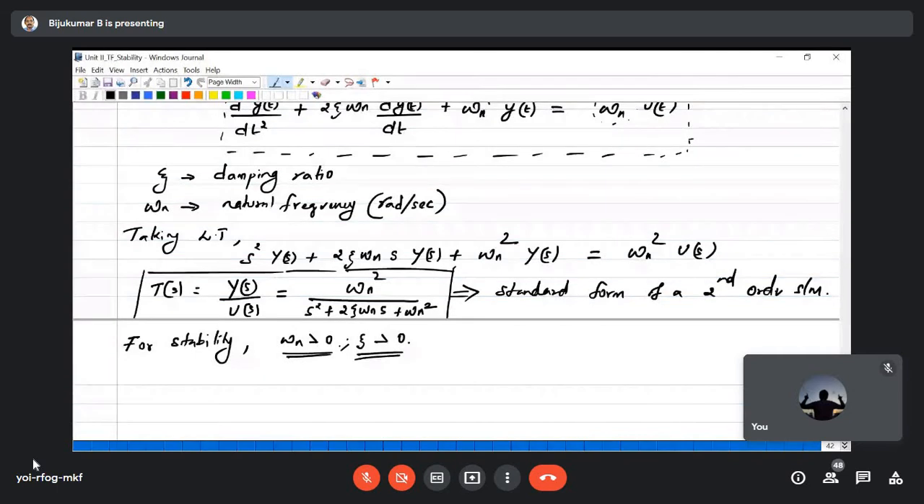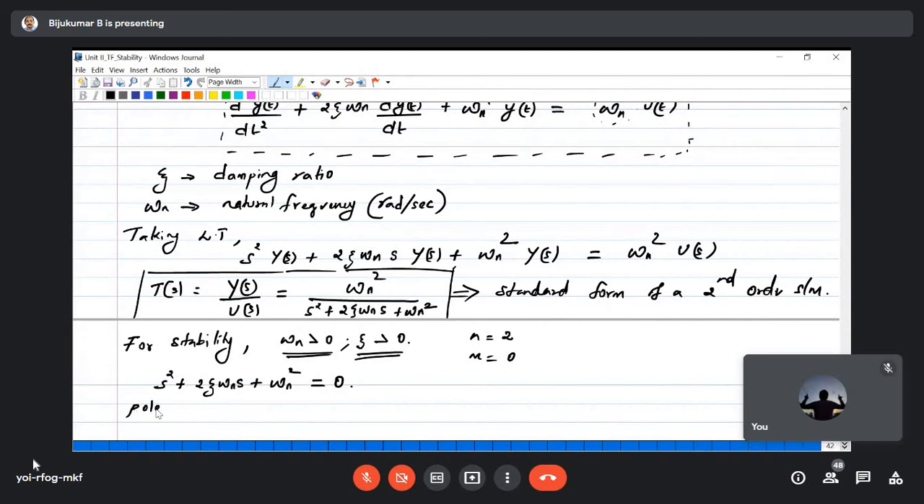Now, how to find the poles of the system? We know n is equal to 2, m equal to 0. Since n equal to 2, it is a second order system only, and also a strictly proper transfer function. So in order to find the poles, what do we have to do? We have to solve the denominator polynomial, right? Denominator polynomial is s square plus 2 zeta omega n s plus omega n square equal to 0. If you solve this, you can find the poles.